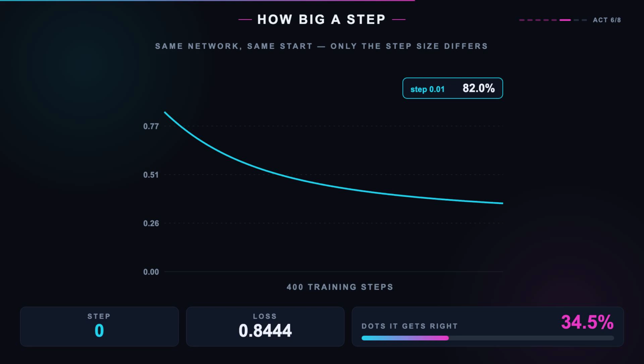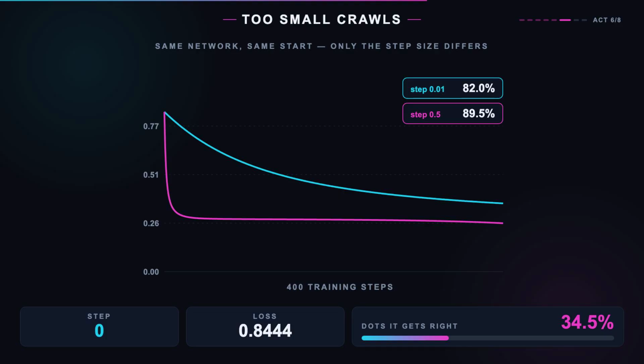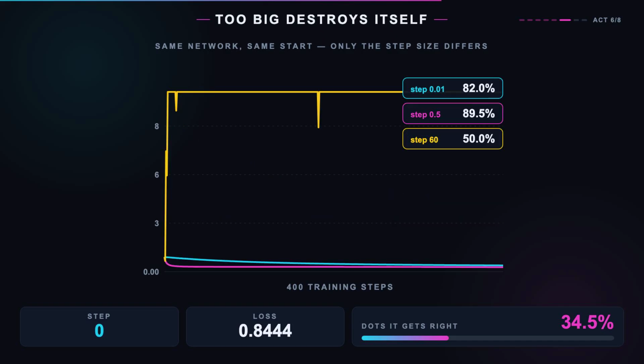How big that step is a choice we make. Here it is 1/2, and that choice matters more than almost anything else. So let us actually test it. Same network, same starting numbers, same dots. The only thing changing is the step size. With a very small step, 0.01, it does learn. It just crawls. 400 steps later it is at 82%. With the step this video uses, 1/2, the same 400 steps get it to 89.5.